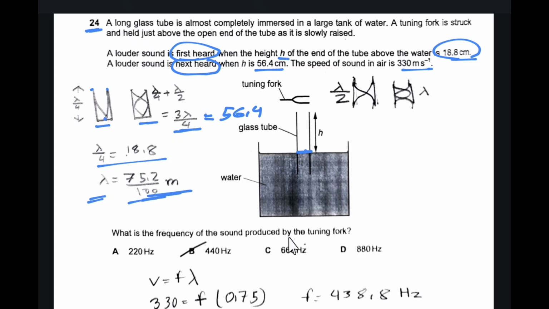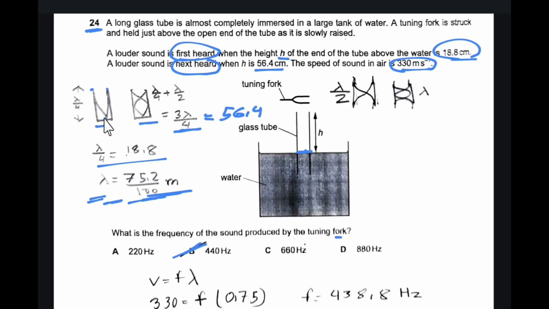What is the frequency of the sound produced by the tuning fork? So what is the value of frequency? We know the value of lambda. We know the speed of the sound. So v is equal to f lambda. After equating this equation, we get the frequency as 438.8 Hz. So the closest answer is B.